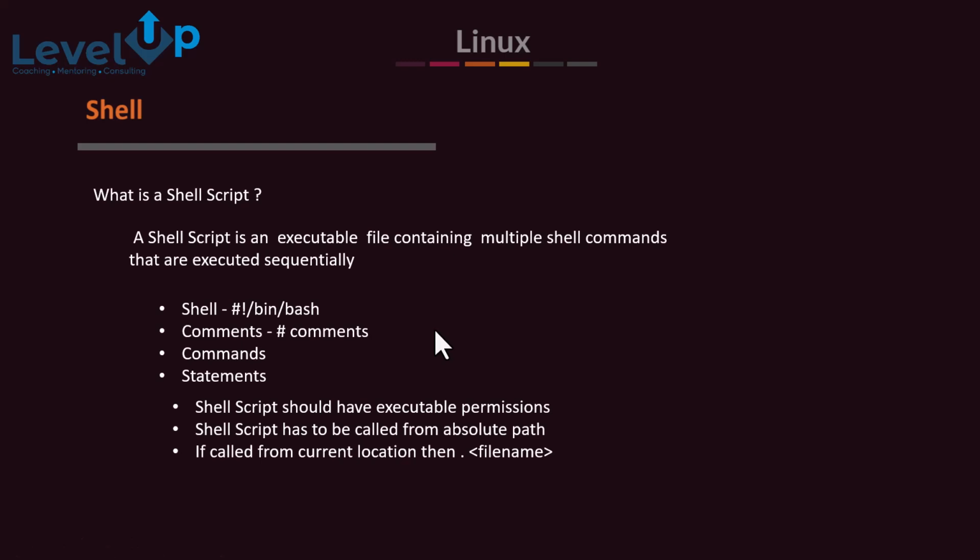Now, if you want to execute this script file, you should also have executable permissions. Whichever user is executing this, that user should have executable permissions. And you can call the shell script from an absolute path. That means you can give the complete path of the script where it is located. Or else, if you're executing the shell script from your local directory, then you can just give dot slash and the file name, and the script will execute. Okay, so that is a little bit about shell script.